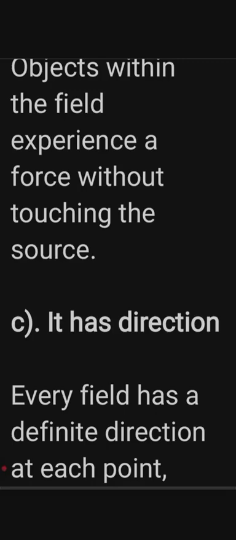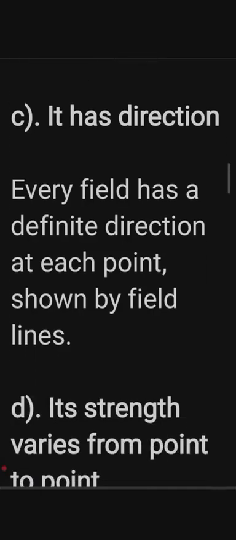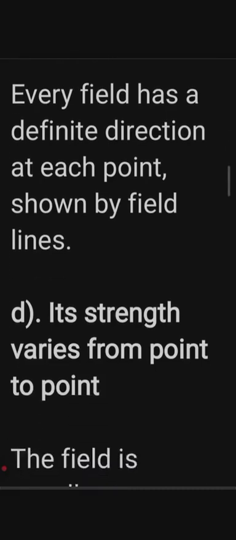In the first diagram, we can see that the field is acting towards the center of the earth. So that is the direction of that field. That's the direction of the force. So it has direction. Every field has a definite direction at each point, shown by field lines. So when the field lines, the imaginary lines that describe a field, are drawn, we use those lines to show the direction of the field.